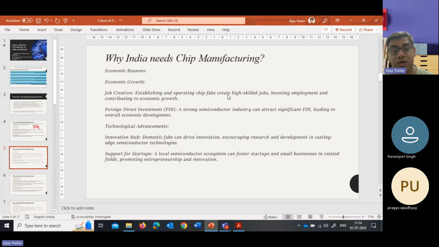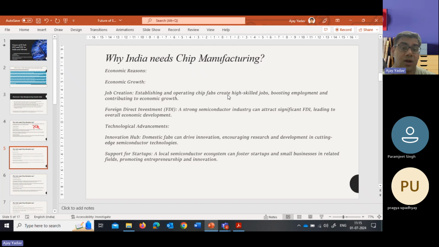If the world knows that India is also manufacturing chips, then because of Indian labor, we can manufacture a product at a low cost and supply it to the world. If this happens, there will be a lot of foreign direct investment, because there will be many industries in addition to chip manufacturing which will be using those chips. So what I want to say is that there will be economic growth in the country.